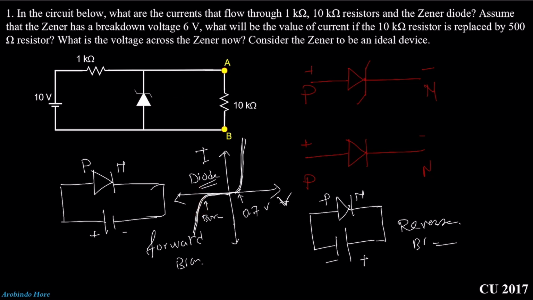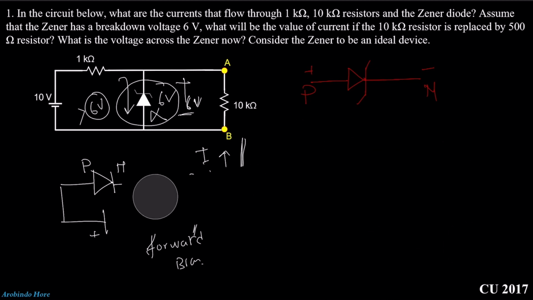That means suppose this Zener voltage is 6 volt. If the input voltage of this Zener diode is below 6 volt, then it will be in the cutoff region. But if the input voltage of this Zener diode is greater than 6 volt, then what will happen? A current will flow through this Zener diode and we will get 6 volt across this Zener diode.